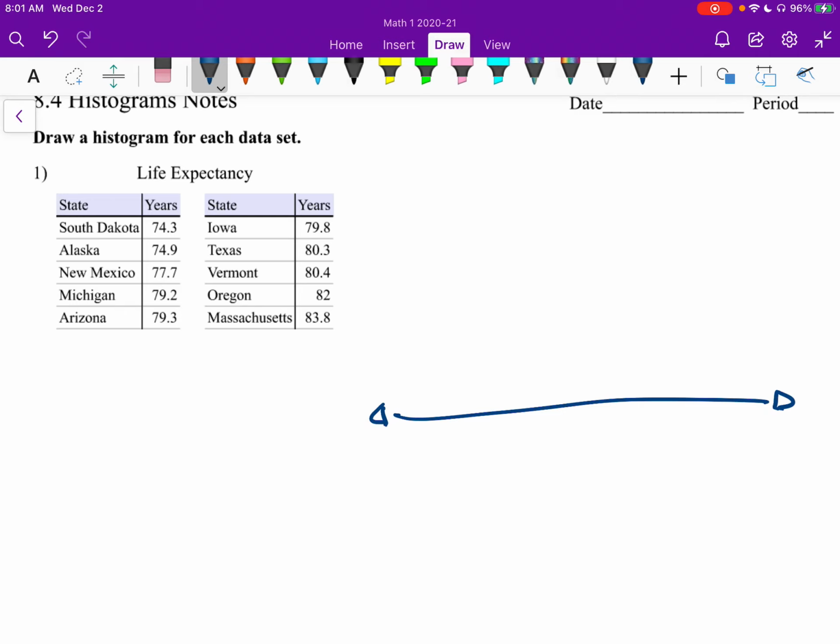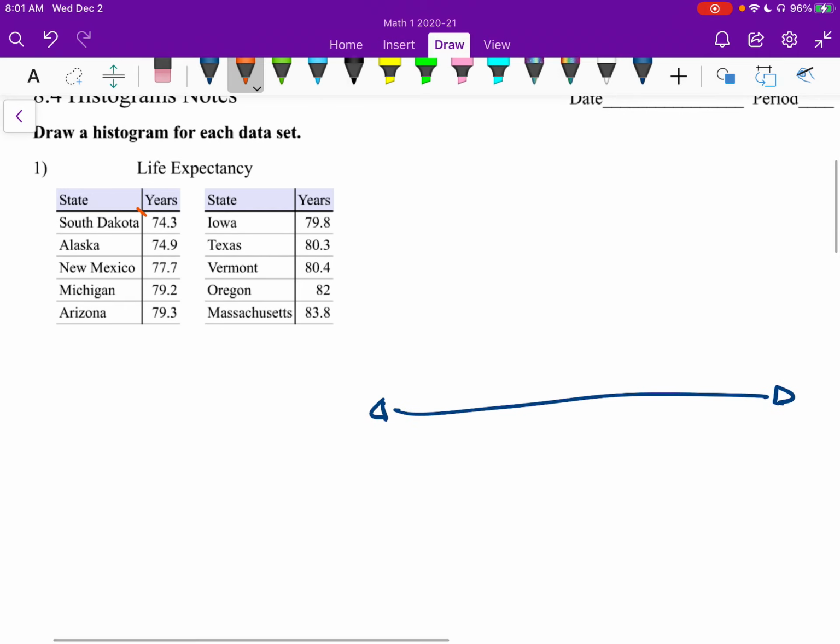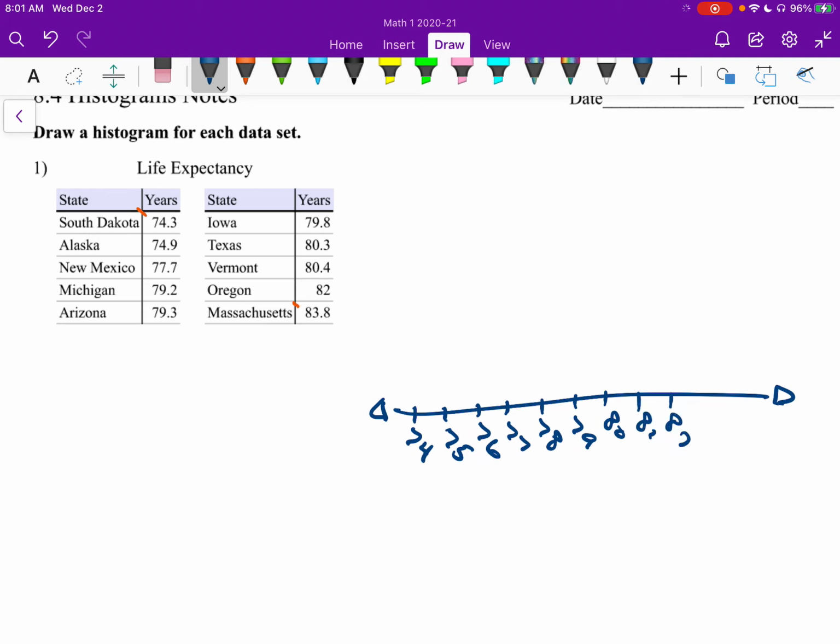For this one, it goes from 74 to 83. So I'm just going to count by ones. I'm going to start off with 74, and then I'll go up by 1. And you want to do one bigger than what you think you need, right? So this one, the data has 83.8, but I put 84 on there.